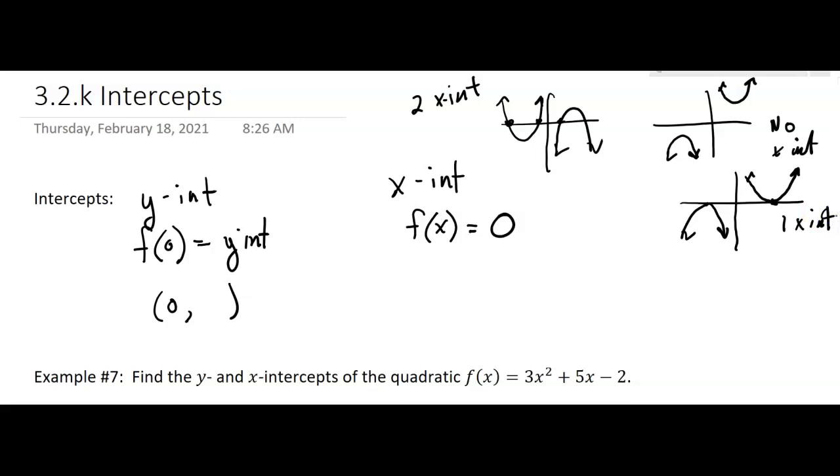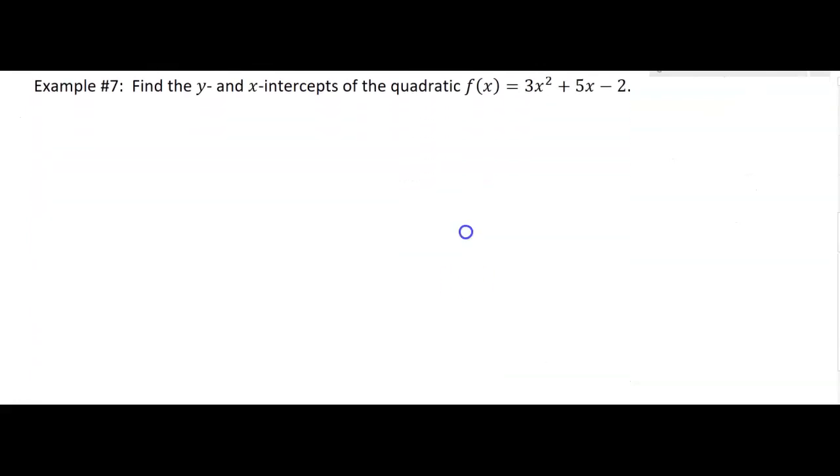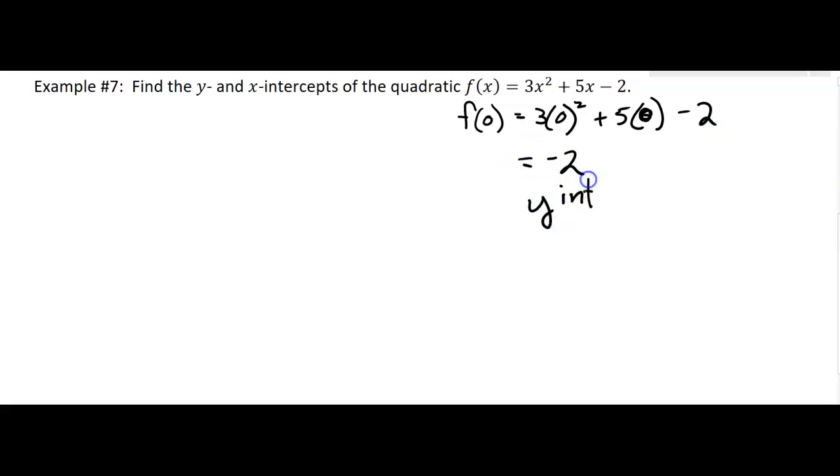So now we have an example. Find the y and x-intercepts of the quadratic. So we'll find the y-intercept first. We're going to find f of 0, which is going to be 3 times 0 squared, plus 5 times 0, minus 2. You really don't have to write all this out, but you could. Anyway, you're going to get negative 2. So the y-intercept is, you can only have one y-intercept at the most, okay? 0, negative 2. Because if you had two y-intercepts, then it wouldn't be a function.